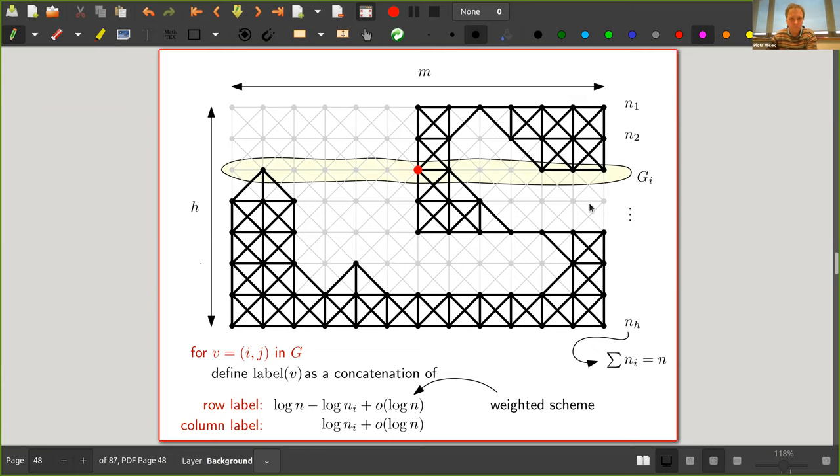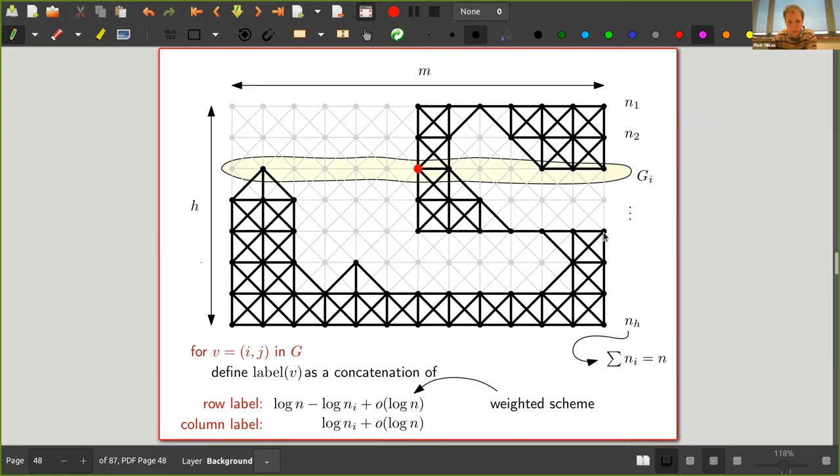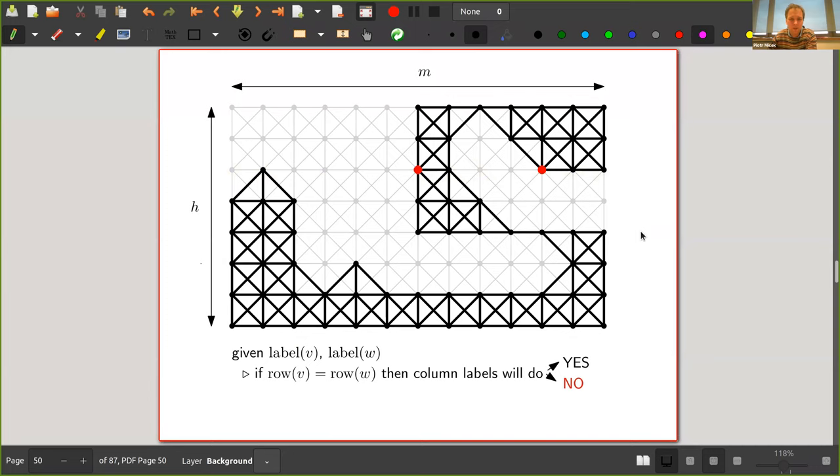And now, what is the situation? Given two labels like that, can we fix it? Because this is very tempting: the actual size of the concatenation is exactly log n plus lower order term. So this looks like a really good idea. So let's take two labels. Based on the row labels, we can say if the two rows are the same or not. If the two rows are the same, then just based on the column label, we'll verify if the two vertices are adjacent or not. Here they are not adjacent, here they are adjacent. This is okay. If the two rows are far away from each other, we'll just output no.